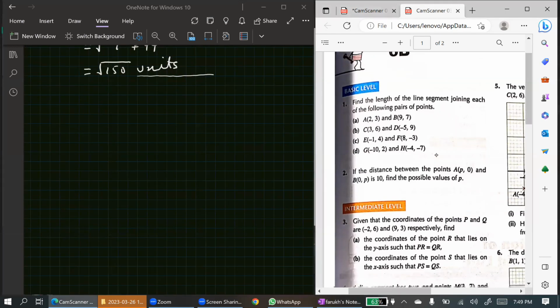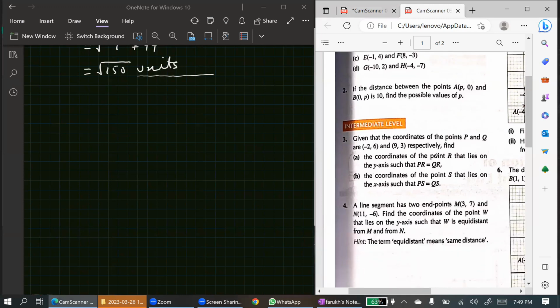Now, we don't have to solve the under root then? You can, it depends upon the requirement of the question. Sometimes it is given that give the answer in the exact form. Sometimes it is given that give the answer correct to two decimal places. Okay.